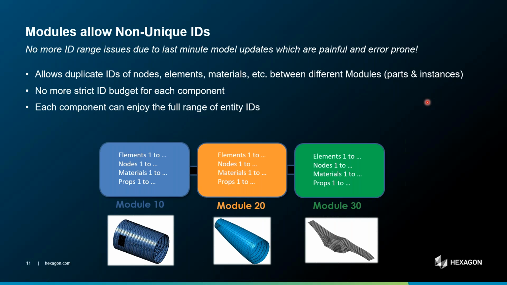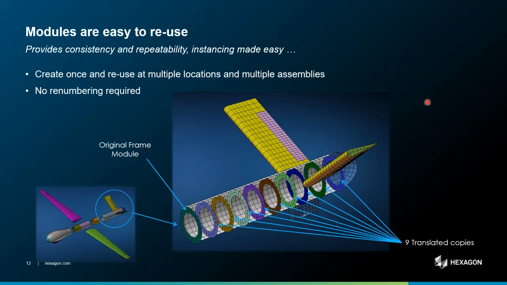So once again, modules do allow the non-unique IDs. No more ID range issues due to a last-minute model update, which can be painful and can be error prone. And we know that update's coming because change is the only constant. Modules allow duplicate IDs of nodes and elements and materials and properties, et cetera, between the different modules. Therefore, you no longer have a strict ID budget, and you can enjoy the full range of IDs for your component. Don't let the fact that I've only got 10,000 IDs restrict the modeling that I might need to do to achieve the results I need to achieve.